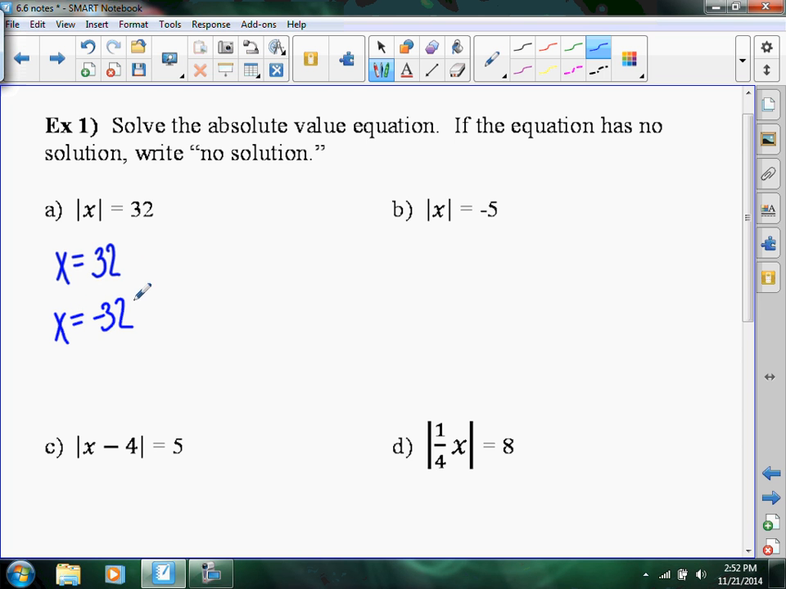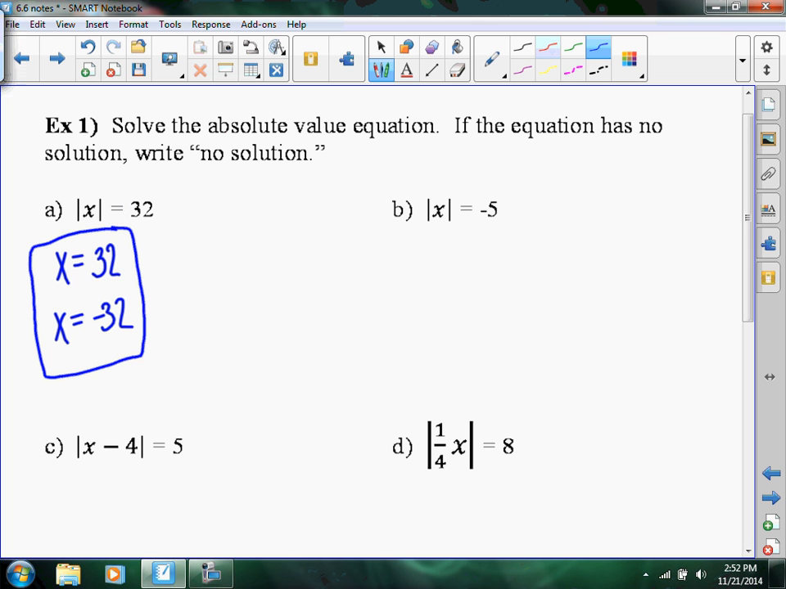Those are the two numbers that you could substitute in here for x and still take an absolute value of and get a positive 32. So these problems are meant to be nice and meant to be easy. They're just conceptual ones. They're ones that they want you to think through.